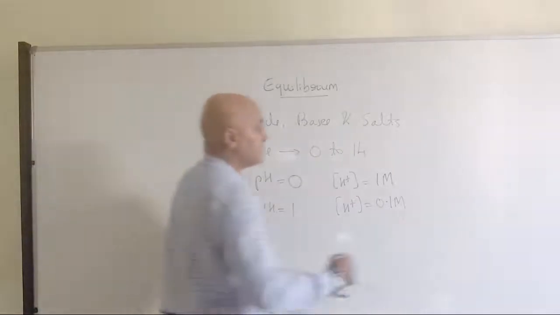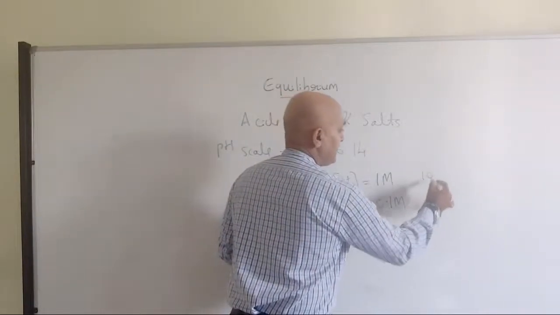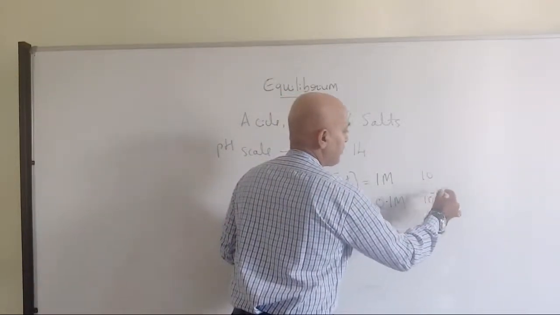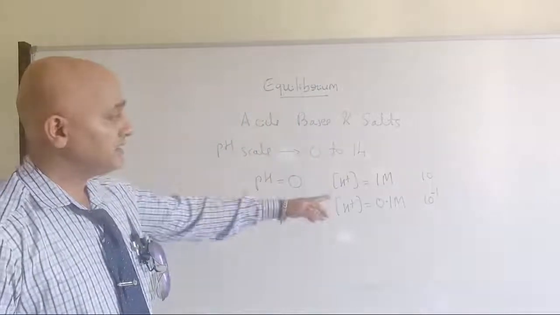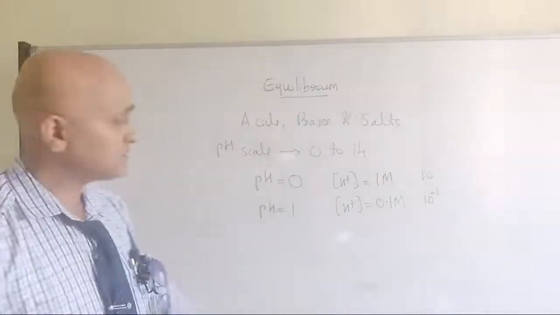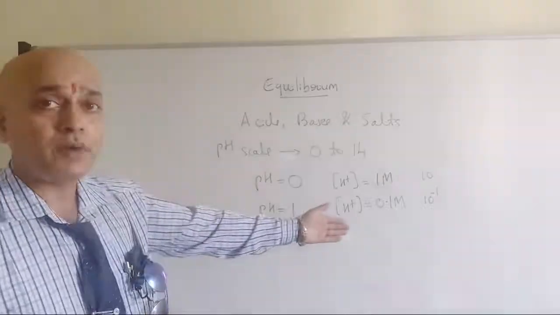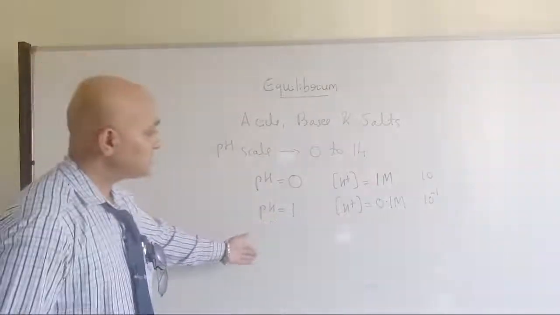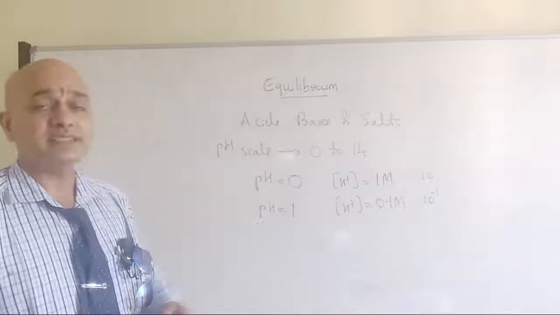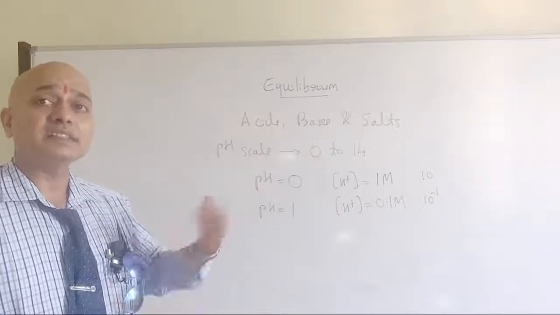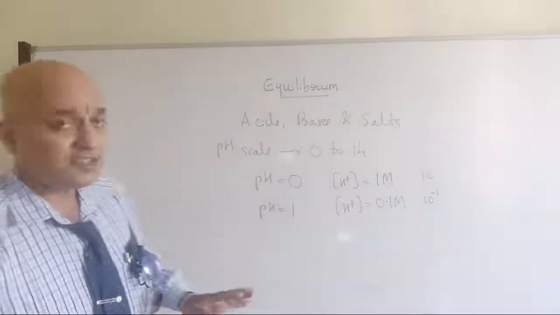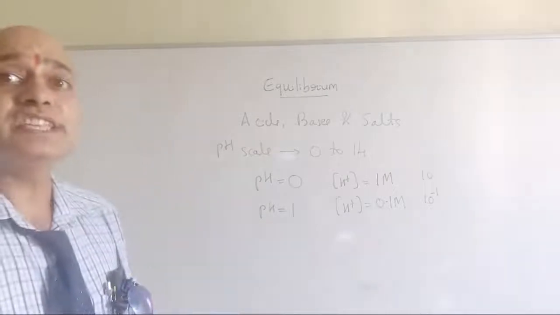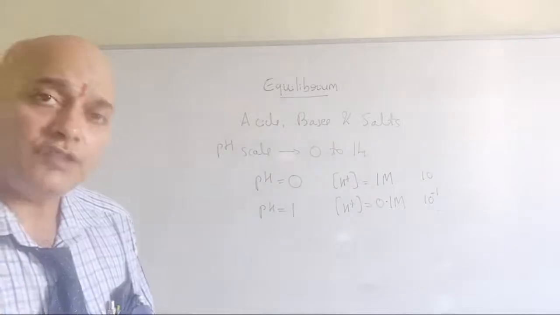That means here it will be 10 to the power of minus 1. So log of 10 is 1, right? pH 2 means 10 to the power of minus 2. pH 3 means 10 to the power of minus 3. It will go on like this. Fine? All of you have understood? So that's how we should understand the pH value. Any doubts?